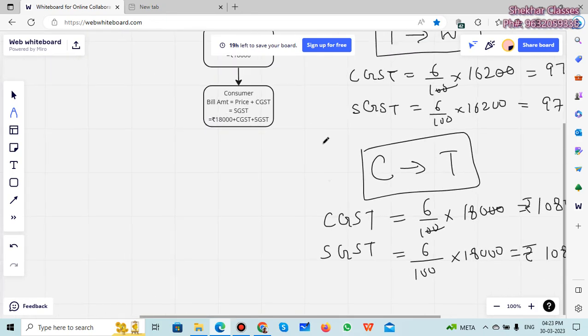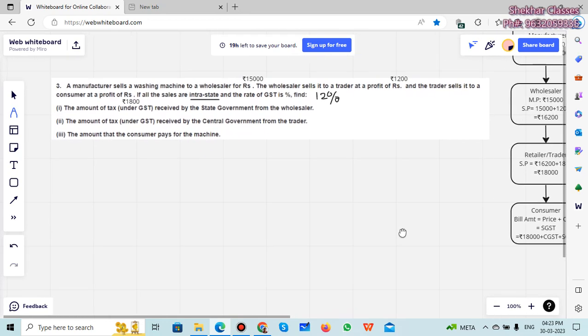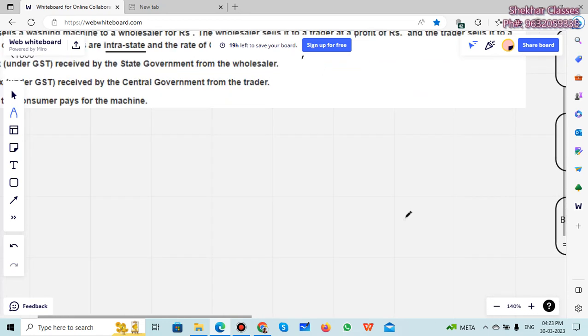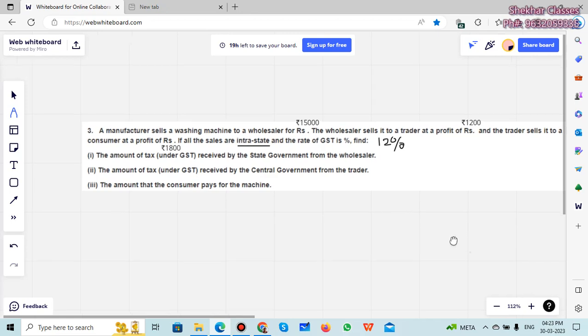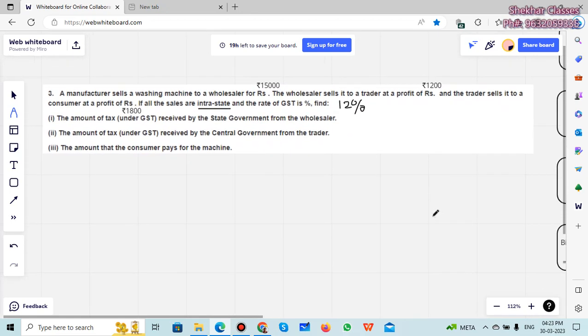Now okay, so we have clarified everything. So whatever is being done at each level, they are depositing the money in the government account here.